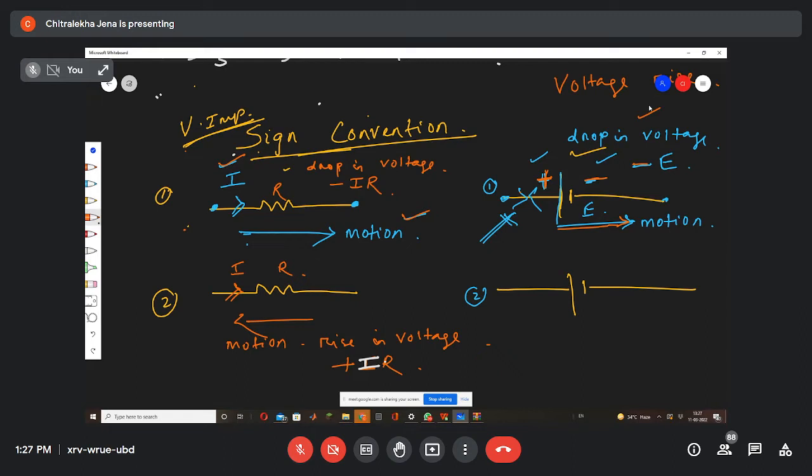Yes, ma'am. Now ma'am, there is an opposite one also, right? I will do the opposite one here, the second. So here, if you are traveling from lower potential to higher potential, if your motion is from lower to higher potential, in this direction, then there is a rise in potential. And what you have to take? You will take plus E. Am I clear now? Where you will take rise in potential and where you will take drop in potential.